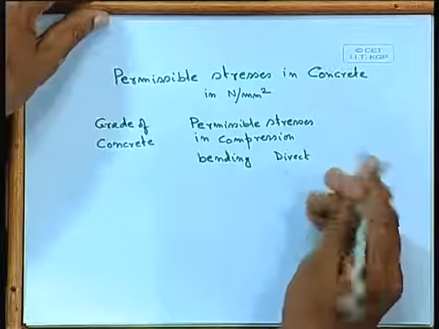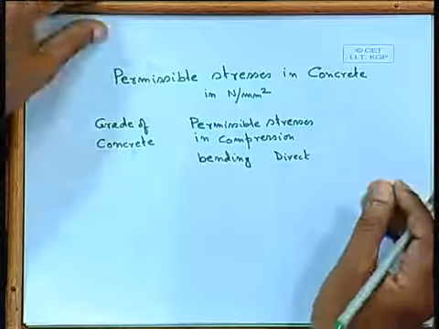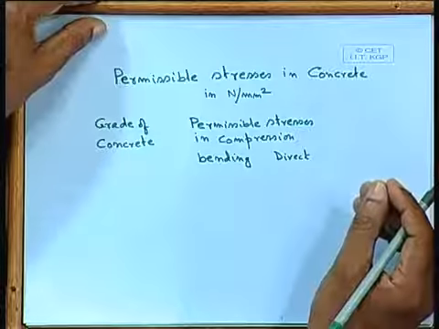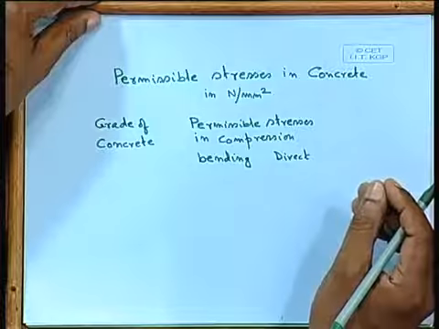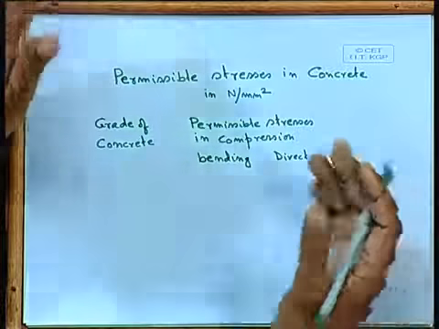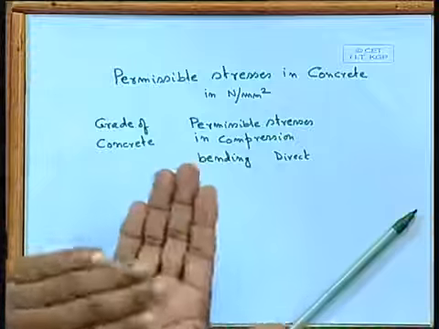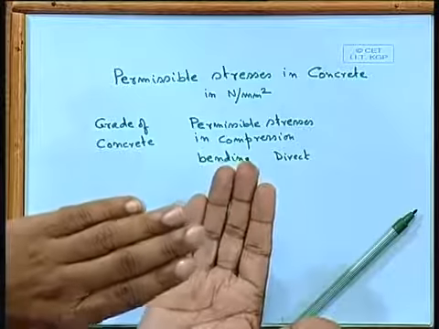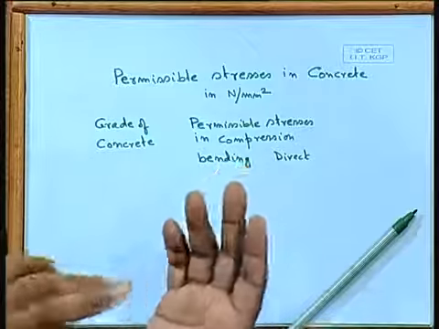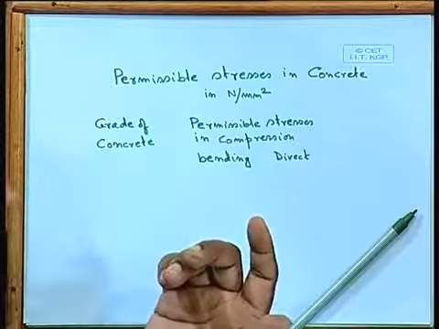The beam, when it is bent, that is called bending compression. The compressive stress that develops is called bending compression. A column, whenever you press the column, like this, that is called direct compression. So, you have bending compression and direct compression, two different compressions.